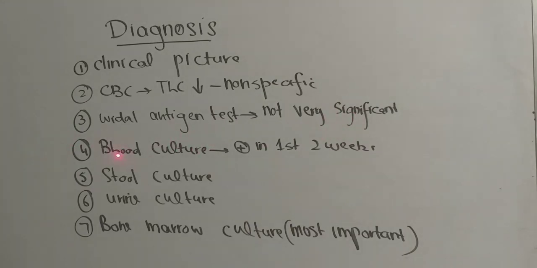One of the important tests is the blood culture for the detection of Salmonella typhi, and this is positive in the first 2 weeks. We can also get stool and urine cultures, but in the majority of cases, stool and urine cultures are done to identify the carriers of the enteric fever.